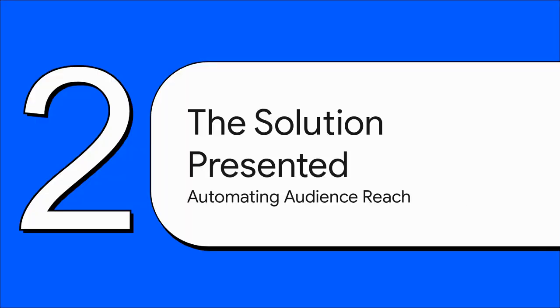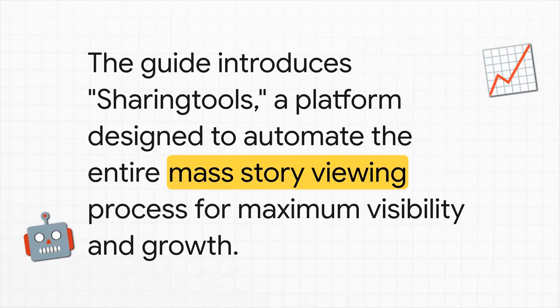So now that we've laid out the problem, the guide pivots right into the proposed solution. And it's pretty straightforward. Let's automate the repetitive stuff to get some real scale. The guide we're looking at zeroes in on one platform in particular, called Sharing Tools. And according to the source material, this tool is basically designed to handle the whole shebang, from finding the right people to actually viewing their stories, supposedly in a safe way.